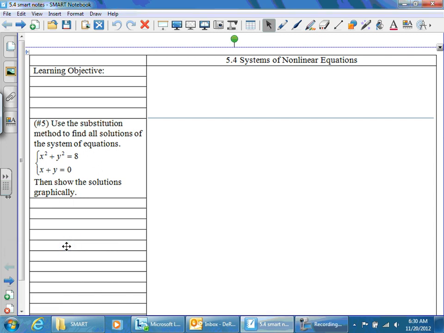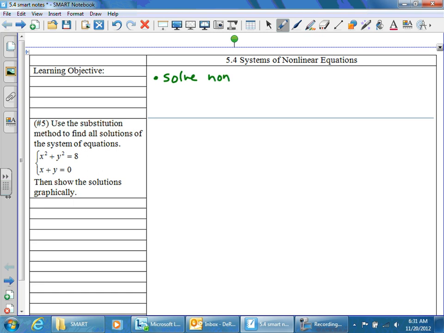All right, 5.4, systems of nonlinear equations. So you guys have learned how to solve systems of equations by elimination, substitution, and graphing. But now we're going to do that when they are not linear. So some of them could be linear mixed in, but we're going to have quadratics and circles and all kinds of fun stuff.